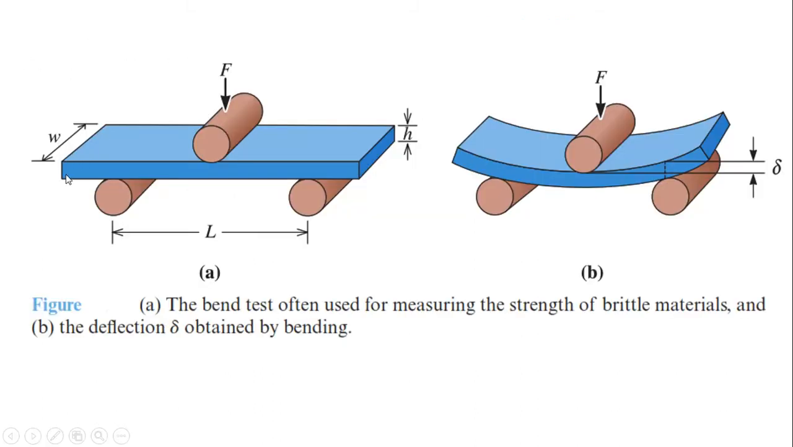This blue color object is the specimen, and the brown color objects are the mandrels. You are going to apply the force from the top mandrel. We have seen all this in the video. And after that, we are going to measure what is the force we are applying, and we are going to measure what is the deflection. From that, we are going to find the ductility. Using a formula, we are going to find how much is the ductility of the material. Understood?